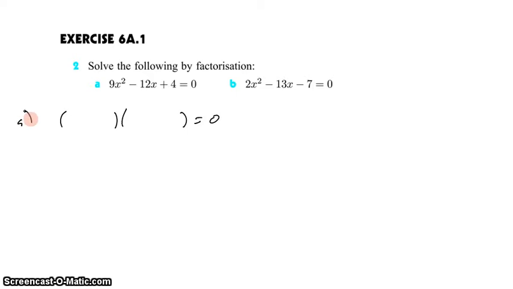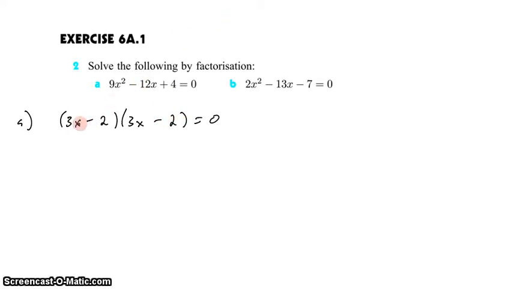So for part A, I'm going to split this up into two things which are multiplied together. And the first thing that I notice is that the first term and the last term are both squares. 4 is 2 squared, or negative 2 squared, and 9x squared is 3x times 3x. So the very first thing I'm going to try is 3x and 2. Now I know that I want a negative term in the middle, so it could be plus 2 and plus 2, but it's going to be minus 2 and minus 2 to make that negative.